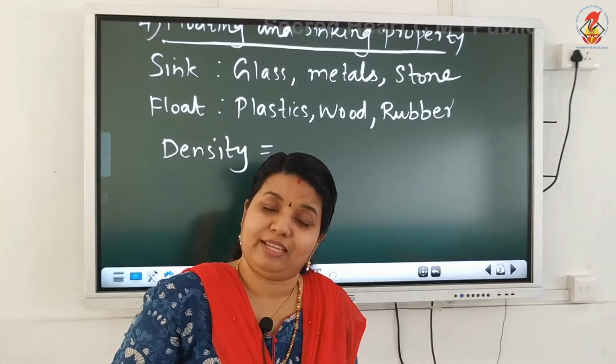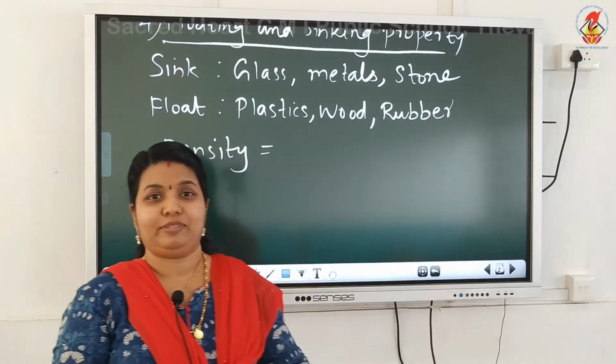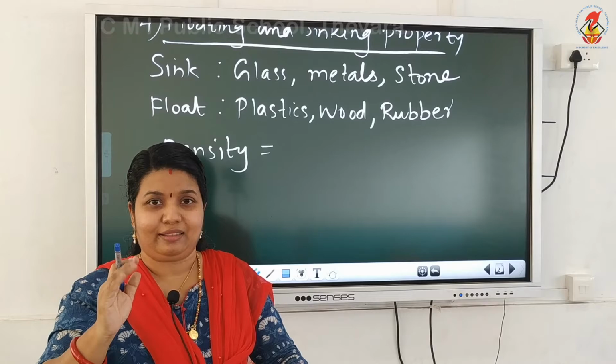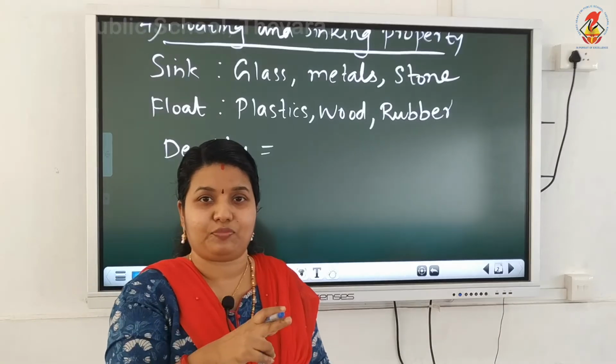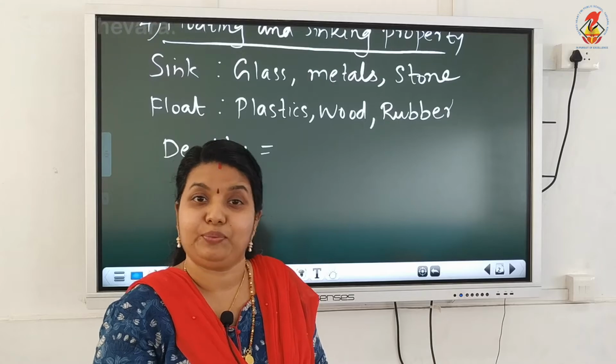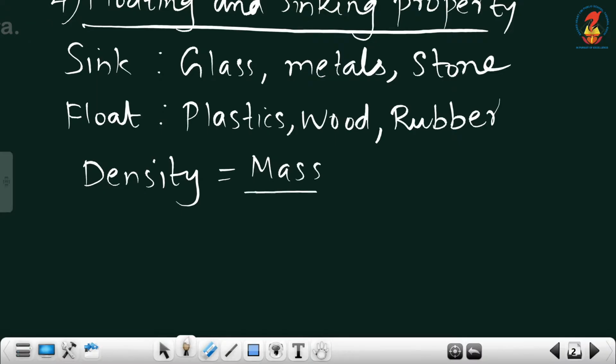Whether an object is heavier or lighter than water decides whether an object sinks in water or floats in water. This heavier and lighter doesn't depend purely on the mass of the object. It is the ratio of mass to volume, mass per unit volume of the substance. So density is mass by volume. Mass divided by volume of the object is known as density.